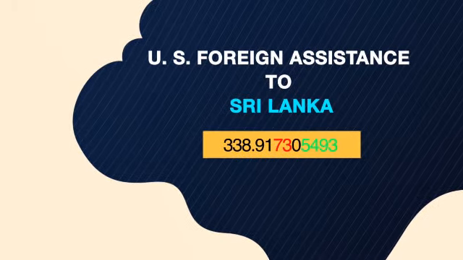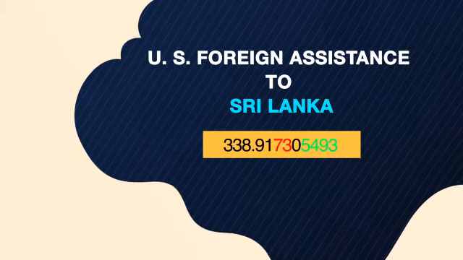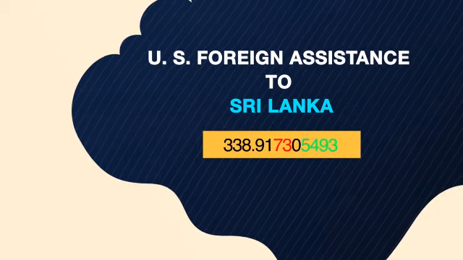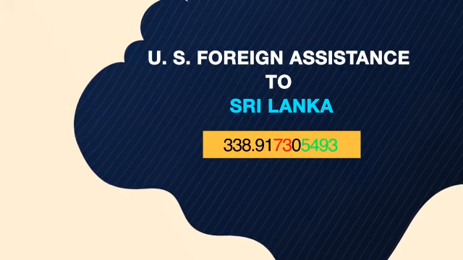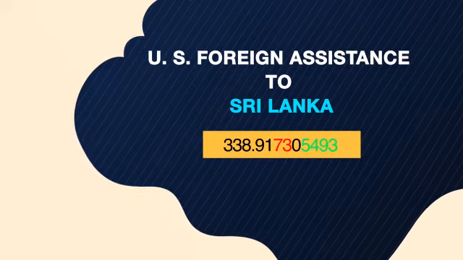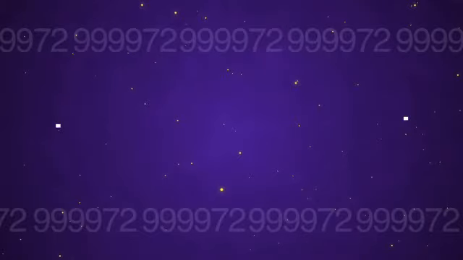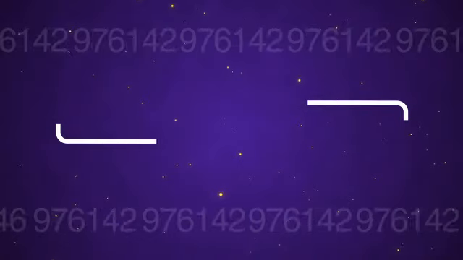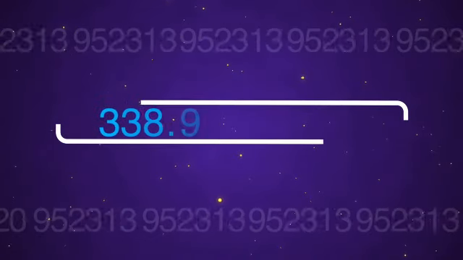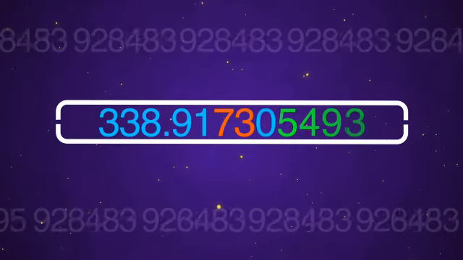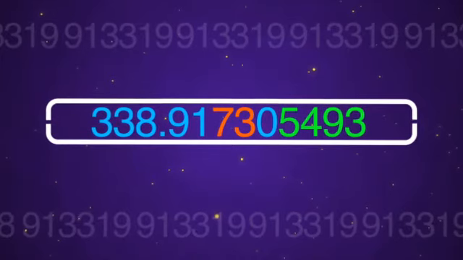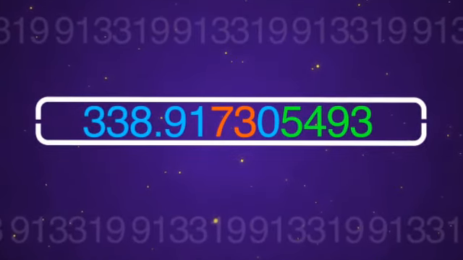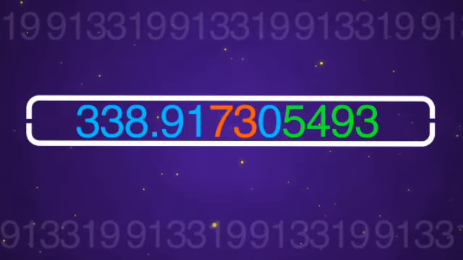But the rule here says, if you read the instruction, that if a country gives economic assistance to the other country, then the country giving the assistance has to come first. The country receiving the assistance has to come second. And between the notation for the two countries, there has to be a 0. Therefore, the number becomes 338.91 economic assistance, 73 US, then 0, then 5493 Sri Lanka. So this is the number. Let us move further.